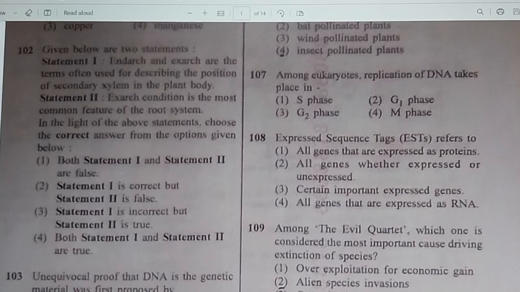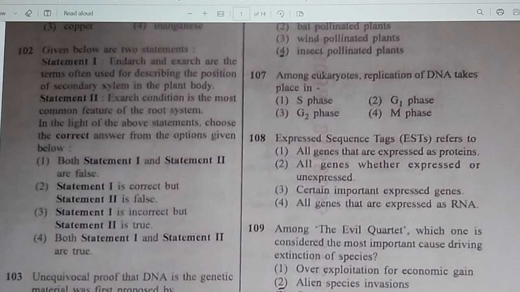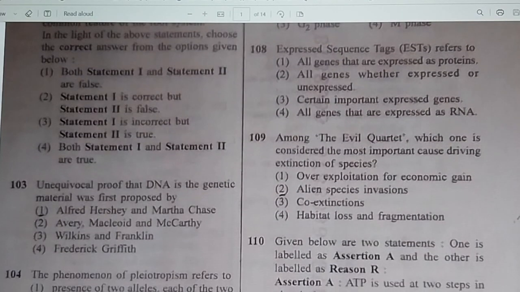The second question says endarch and exarch are the terms often used for describing the position of primary xylem in the plant body. Statement 2: exarch condition is the most common feature of the root system. Statement 1 is wrong, you all know it is for primary xylem, and statement 2 is correct. So that answer is coming in option 3.